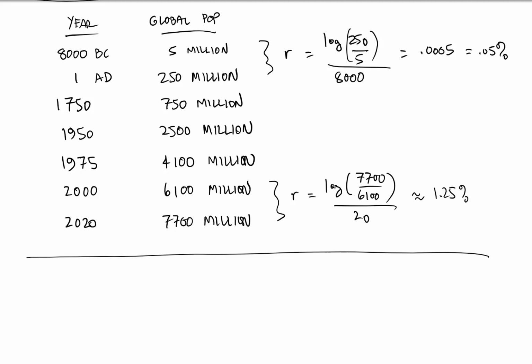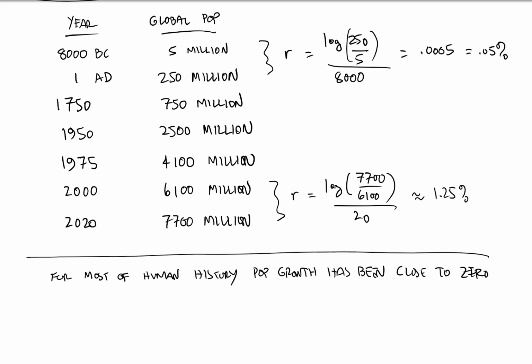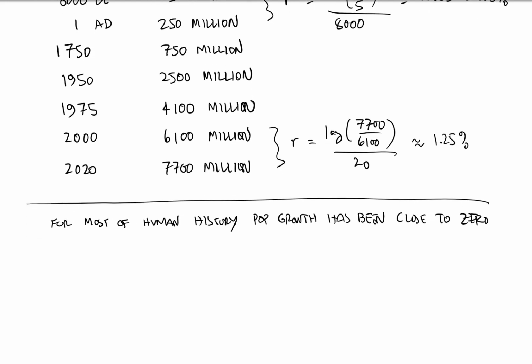Anyway, we think that the population has been growing faster and faster recently, but for most of human history, for the first 8,000 out of the last 10,000 years, for most of human history, the population growth rate has been very close to zero. 0.1 to 0.2% per year. That's close to zero.